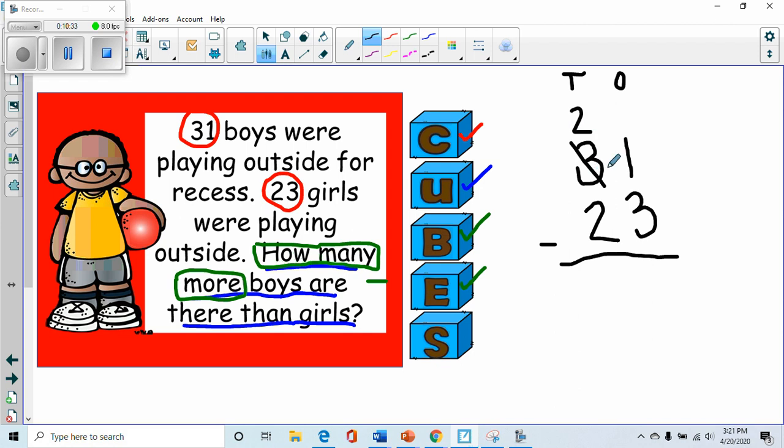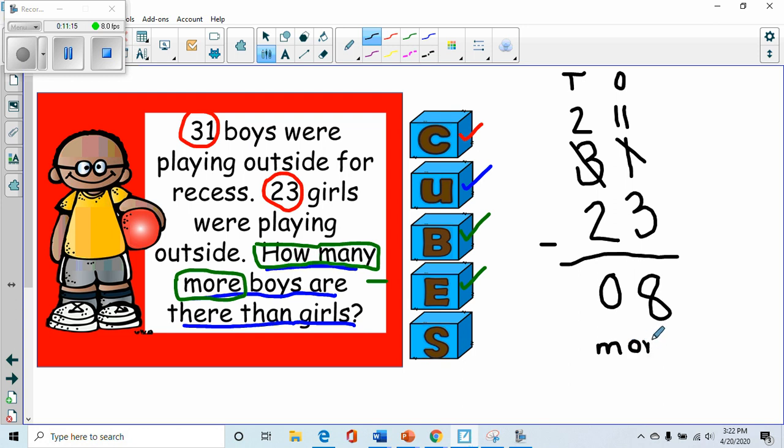The 10 that I borrow goes in front of whatever is sitting here. So if I put a 10 in front of the 1, I have 11. Now I should be able to do 11 minus 3. Think about that. Think about something plus 3 equals 11. Did you get 8? And then 2 minus 2 equals 0. So we got the answer of 8 more boys than girls.